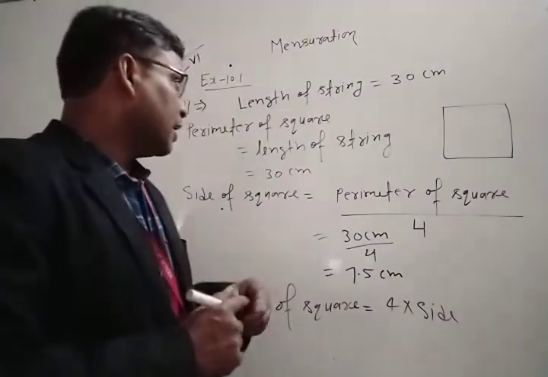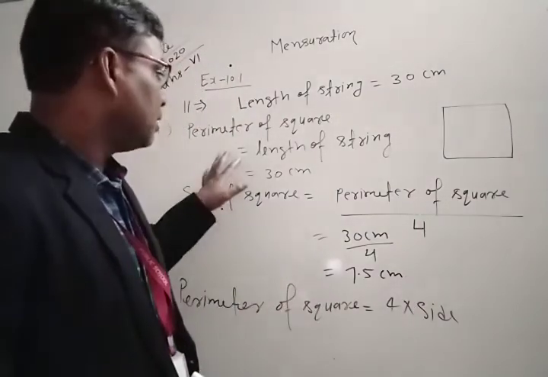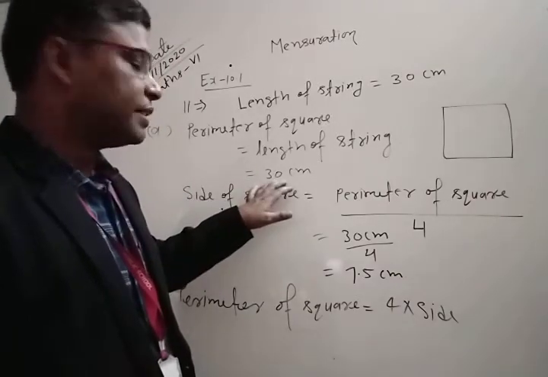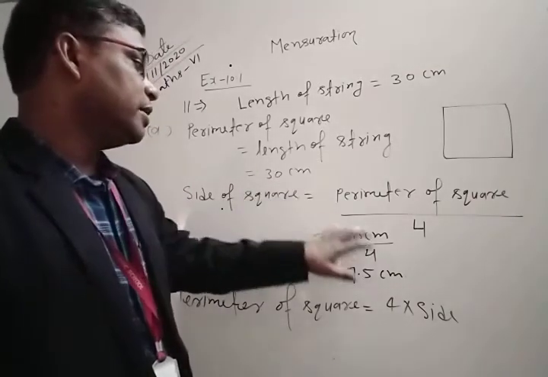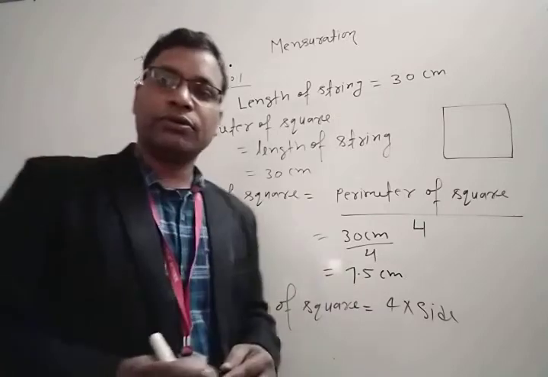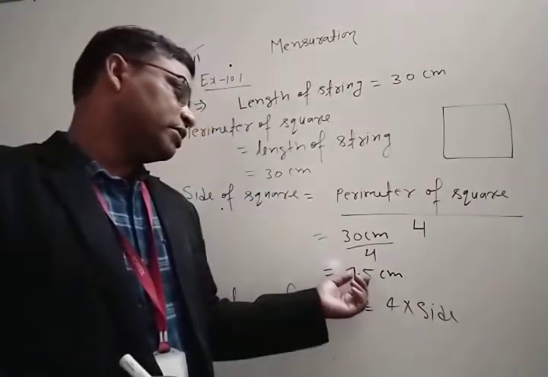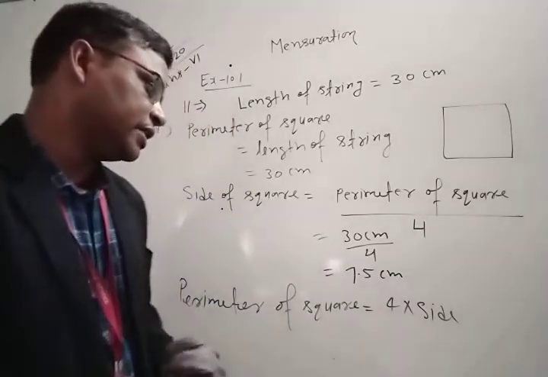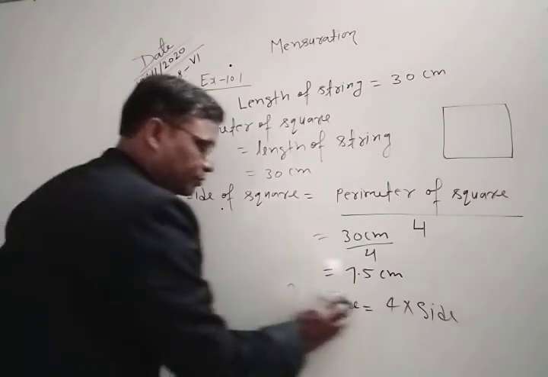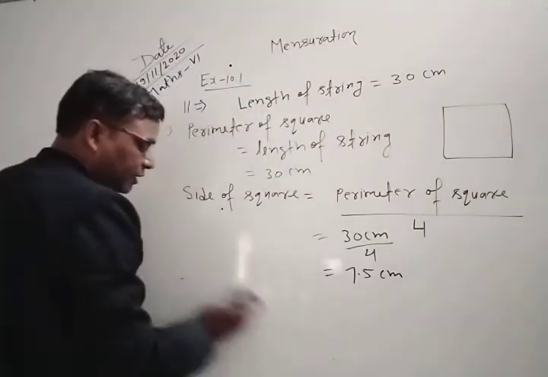So here we find the side of square is equal to perimeter of square by 4. Here you can see, the perimeter of the square is 30 centimeters. When you divide 30 by 4, then you obtain 7.5 centimeters. This is clear. So in this way we find the side of the square.